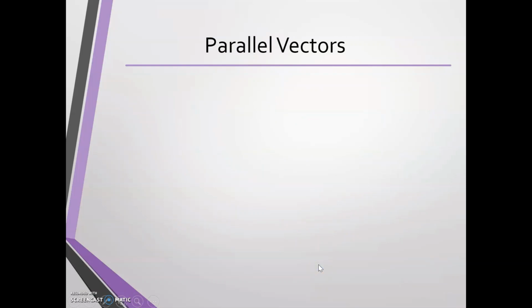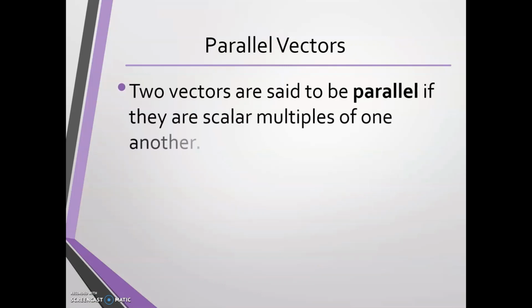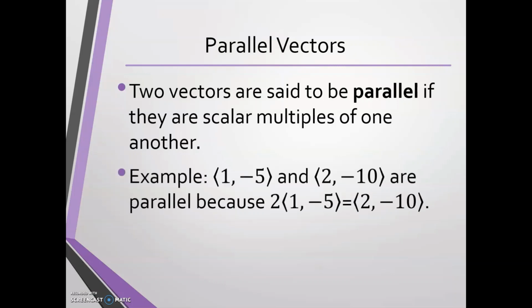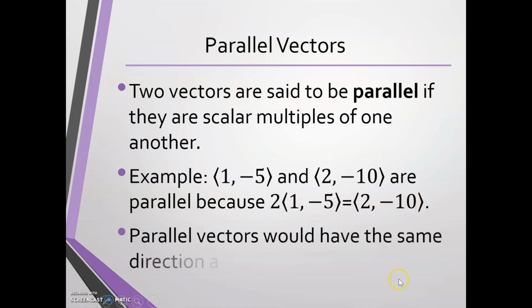For parallel vectors, we don't use dot product. Two vectors are parallel if they are scalar multiples of one another. So for example, these two vectors, 1, negative 5 and 2, negative 10, are parallel because they would go in the same direction, and 2 times 1, negative 5 is equal to 2, negative 10. So parallel vectors would have the same direction but different magnitudes.